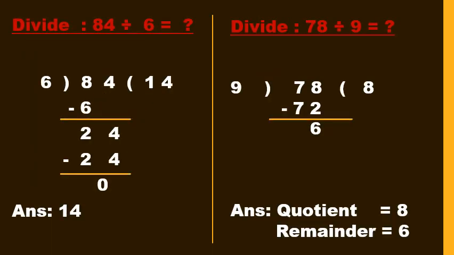Now let's solve this problem. Divide 84 by 6. Here also we are going to solve this problem in 3 steps. Let's start with step number 1. We need to arrange the numbers in proper column. Here we have 84 as dividend. 84 means 8 tens and 4 ones. So we need to place the number accordingly.